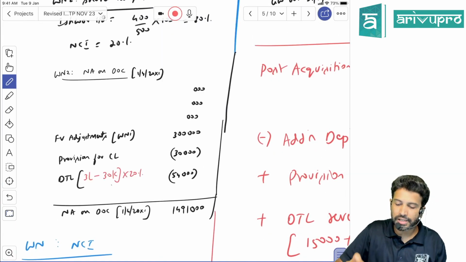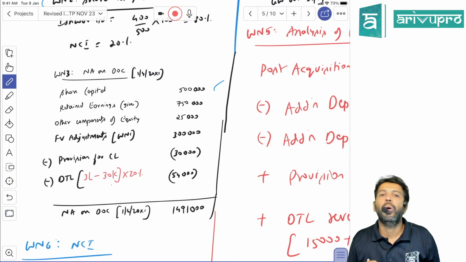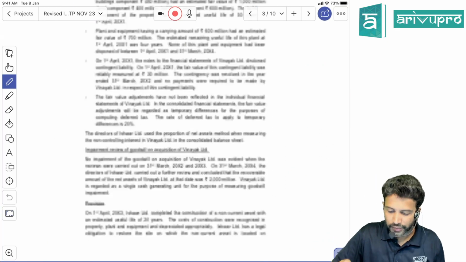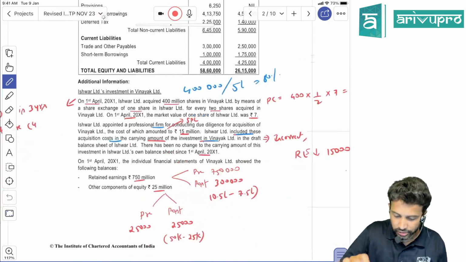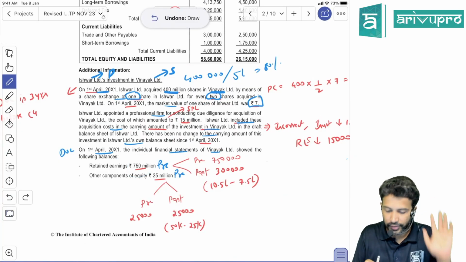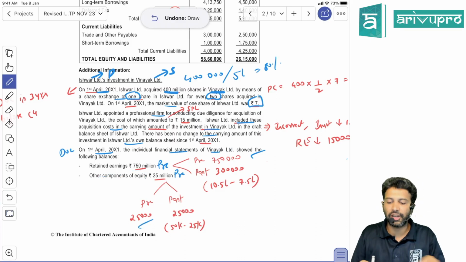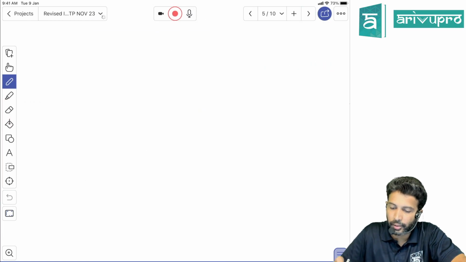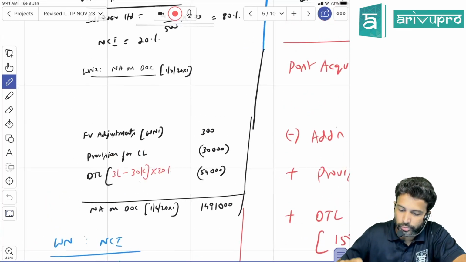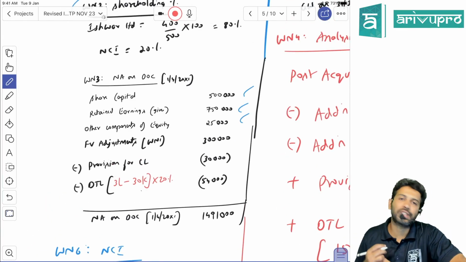Yeah, this is done. Next, what is that? The other equity portion. Have they given the breakup? Yes, they have given in that table. Check. The date of control retained earnings was 750. They have given all this data. This is 7,50,000. We wrote here also. So this much is already existing. Other components of equity are already existing, 25,000. So 7,50,000 and 25,000. So tick off that also. Okay, so that is already existing on the date of control.